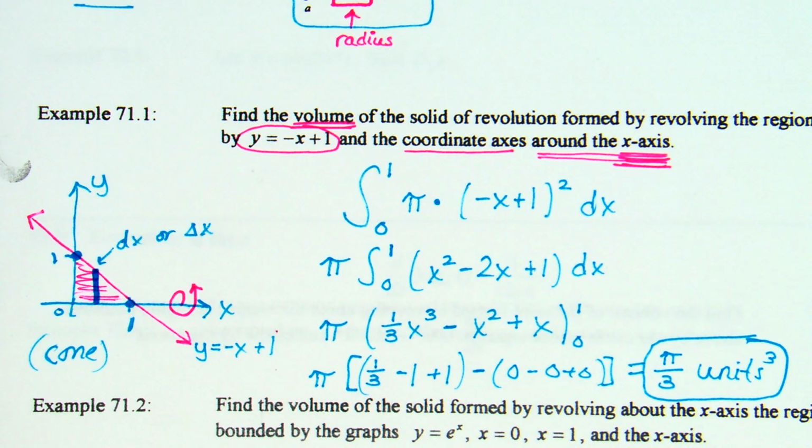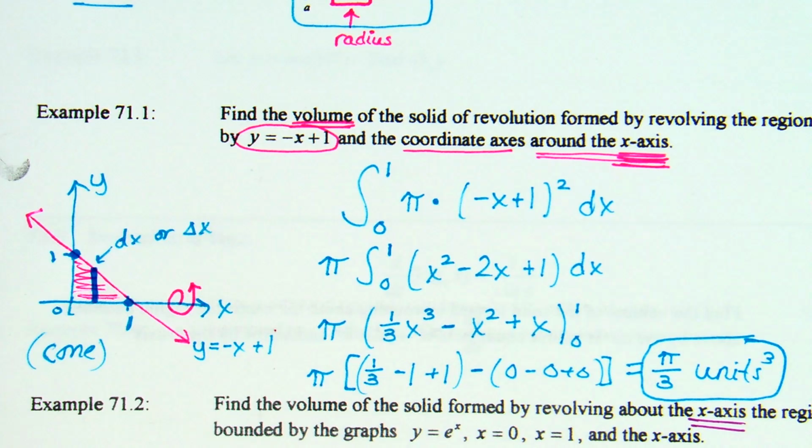Okay, ready for example 2? Find the volume of the solid formed by revolving about the, what? X-axis. Just pointing it out. Region bounded by the graphs y equals e to the x, x equals 0, x equals 1, and the x-axis. There's 4 pieces, but basically it's the graph and then they're telling you the 3 boundaries.